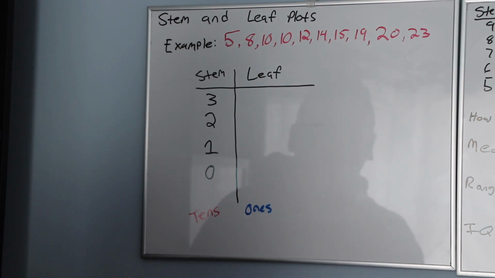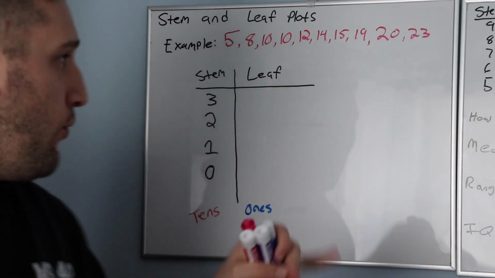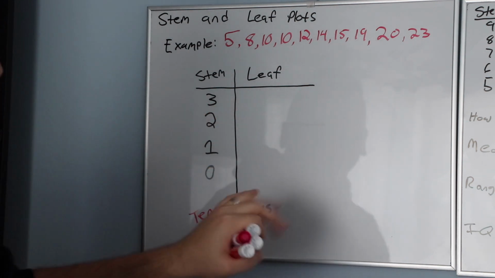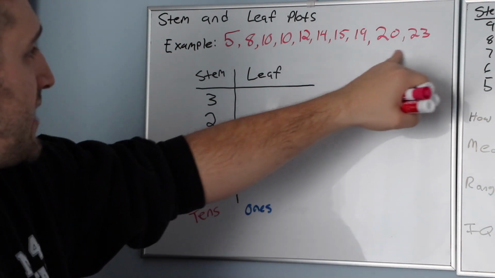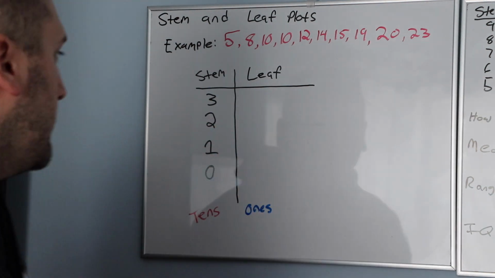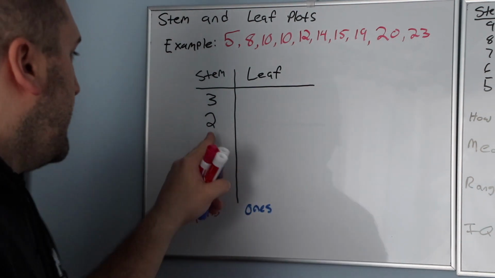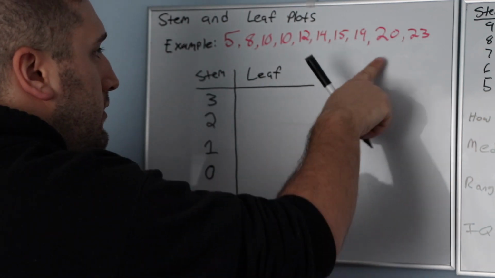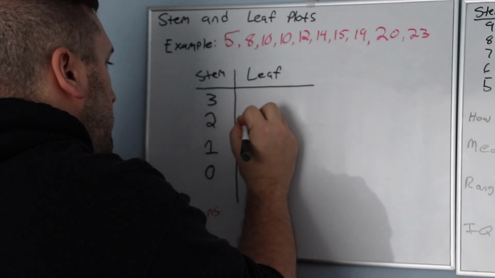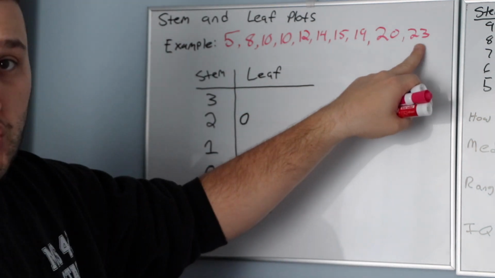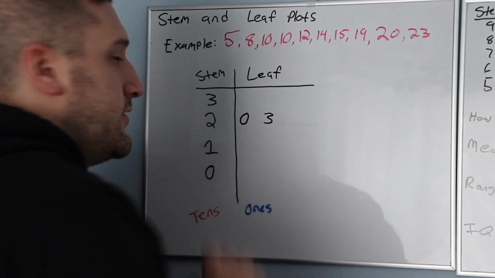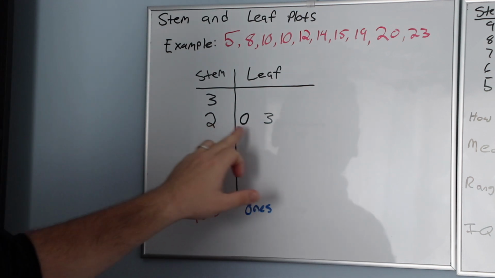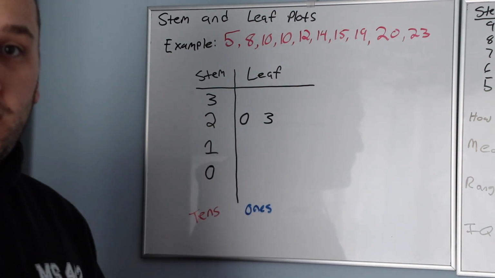Now I have to think about my leaves. Let's say, for example, my 2s. I don't have any 3s, so I'm not going to write anything there. But in the 2s, I have 20 and 23. When I write my leaves, if I read it as 20, what number comes after the 2? It's a 0. And what number comes after the 2 in 23? It's a 3. So this stem and leaf is saying I have a value at 20 and a value at 23.